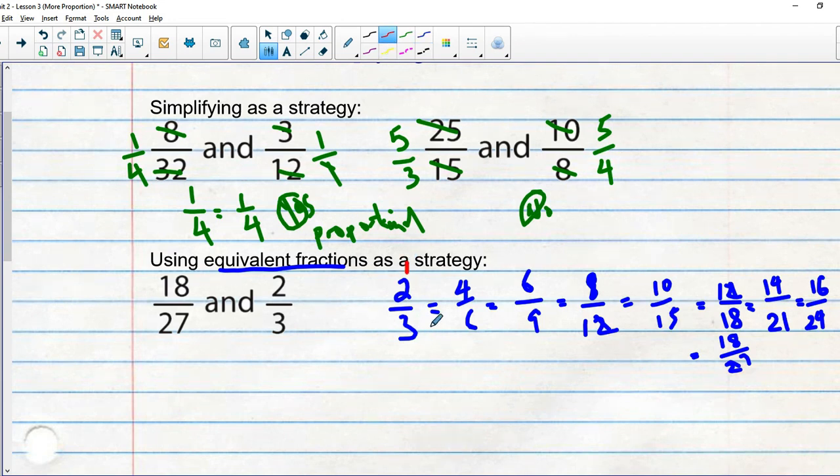Is 2/3 the same thing as 18 over 27? Yes. So are they proportional? Yes, they're proportional. Now, you can see the disadvantage of using this, right? Because sometimes it takes a long time. So it's not something I recommend, but it's just another way for you to see this more clearly. Okay, let's move on to the next page.